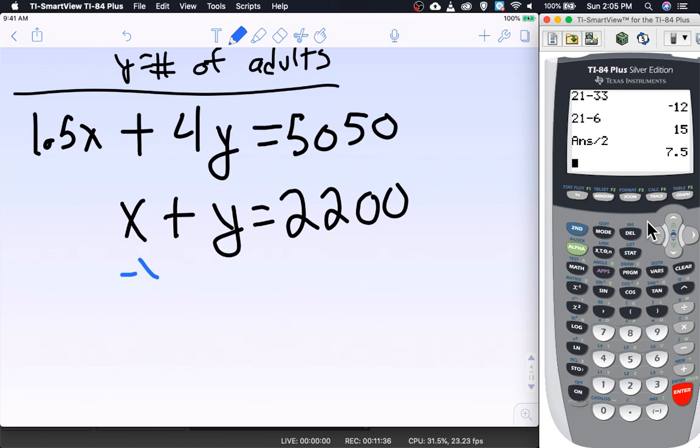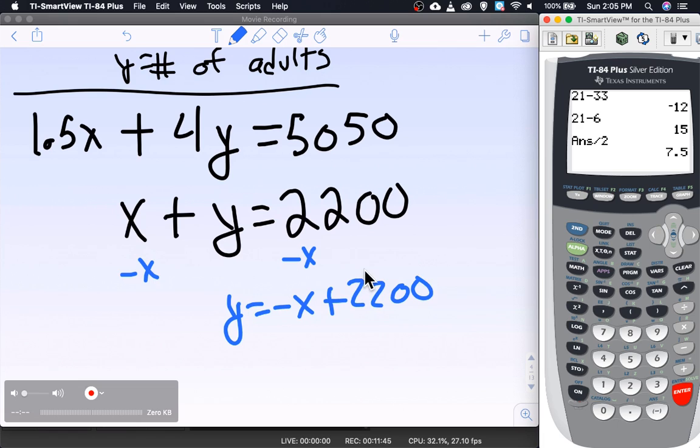So I'm going to subtract x on both sides. Y equals negative x plus 2200, because some people really like substitution. So now I can substitute this in for y. Y is negative x plus 2200. So I'm going to plug in negative x plus 2200 in for this y.